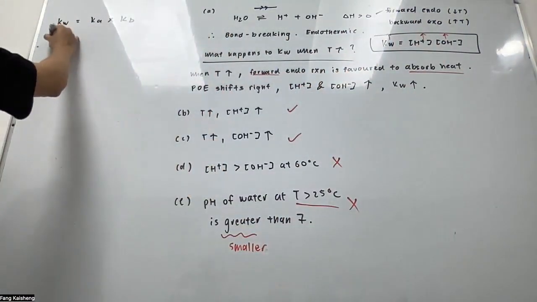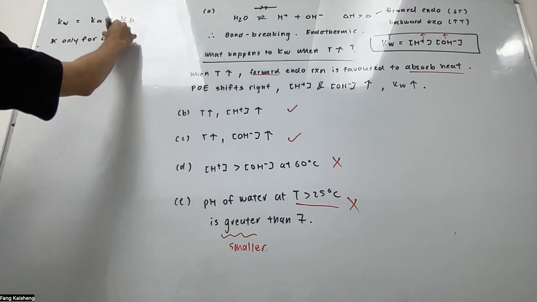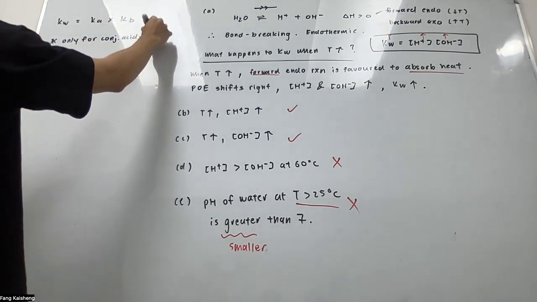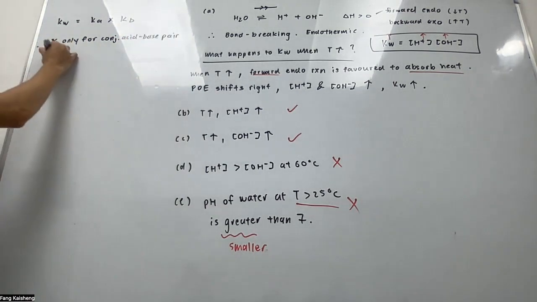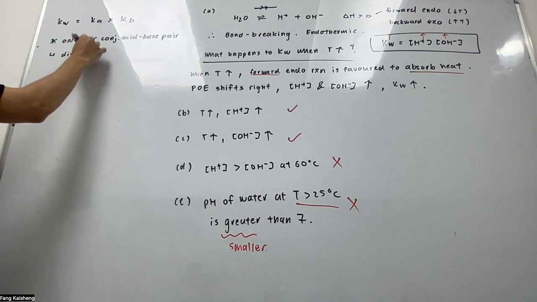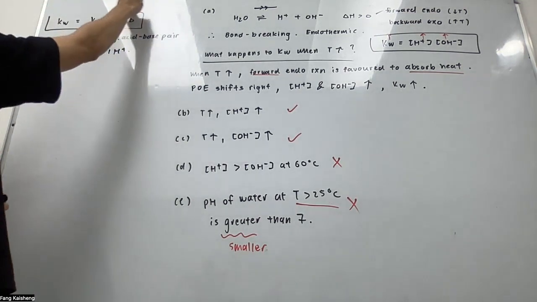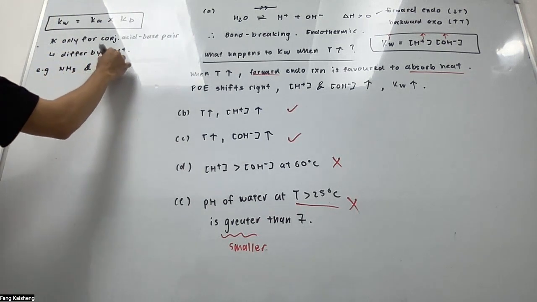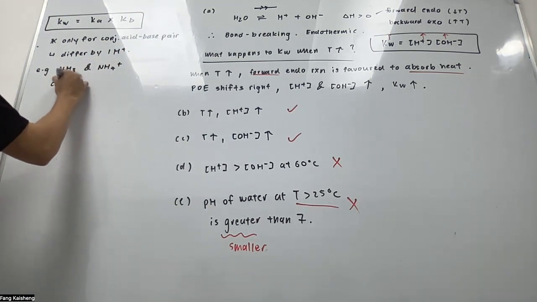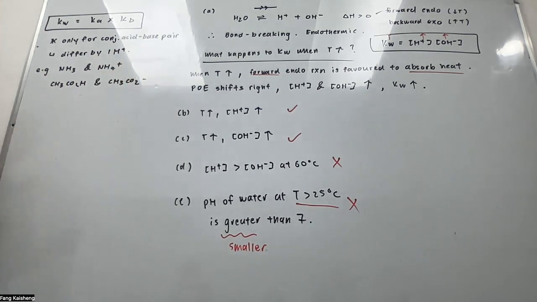Take note, this Ka times Kb must be for a conjugate acid-base pair. Remember the relationship between a conjugate acid-base pair? They have to differ by one H plus, and the acid has the extra H plus. So when I mean conjugate acid-base pairs for this formula, it must be something like NH3 and NH4 plus, or CH3CO2H and CH3CO2 minus. You can only differ by one H plus.